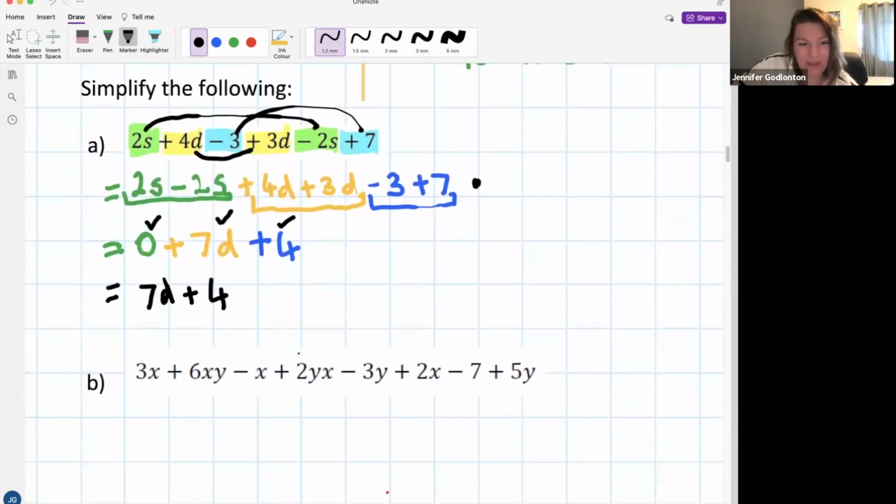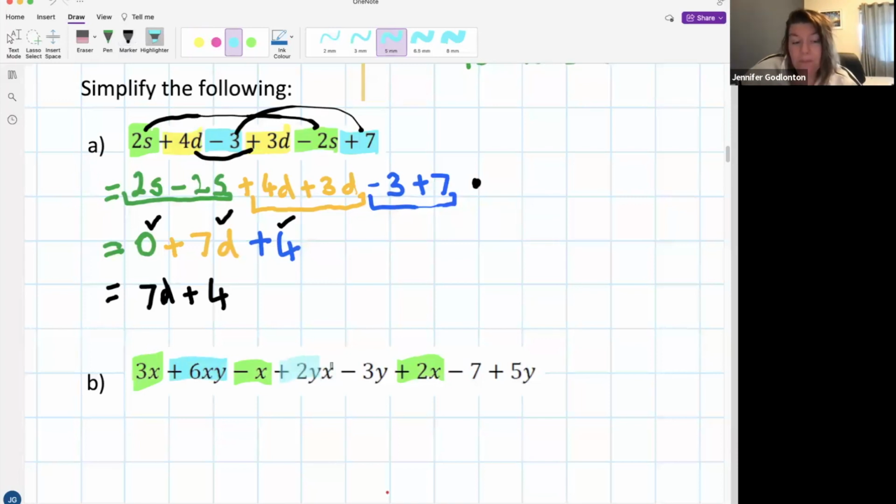Okay. I'm going to highlight this one. I'm slowly going to give you less and less help as we work through these questions till eventually you're going to do them all yourselves. But I'm going to start again by highlighting our like terms over here. Okay, so we've got 3x minus x, and then we've got this 2x over here. So those are those like terms. Then I've got 6xy plus 2yx. Are those two like terms or are they not like terms? Because now I've highlighted them in the same color. Am I wrong to have done that?